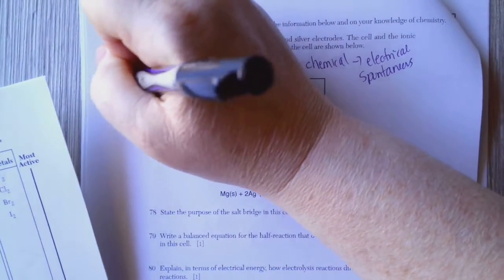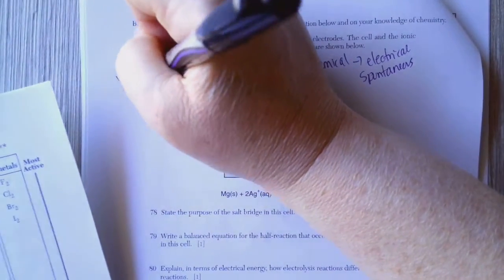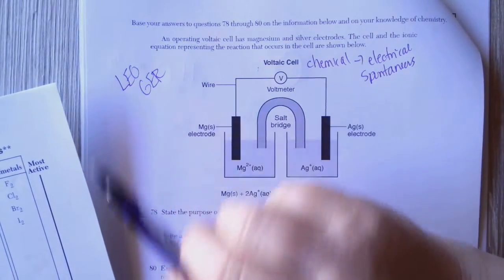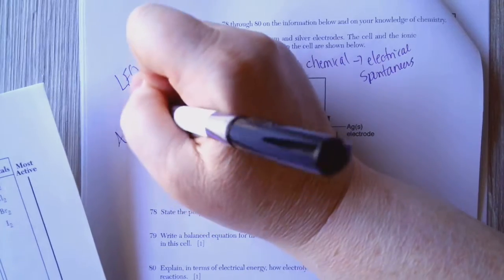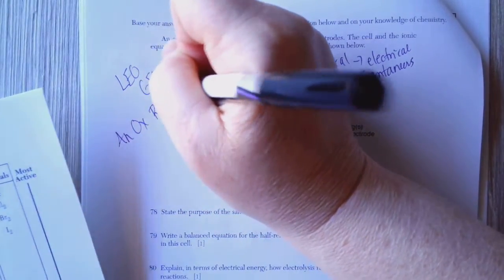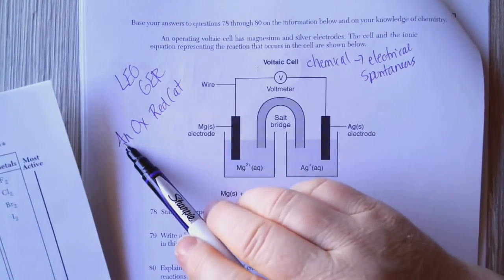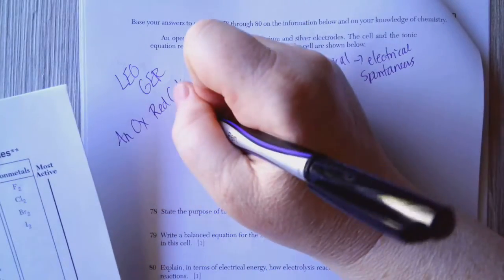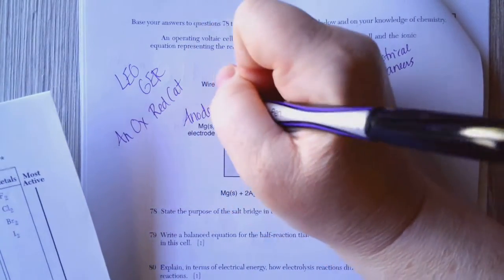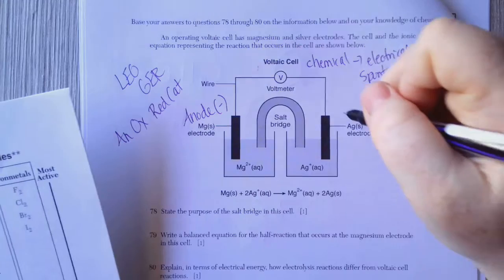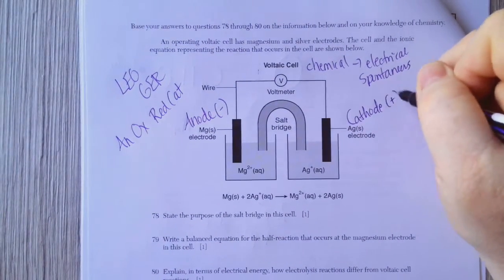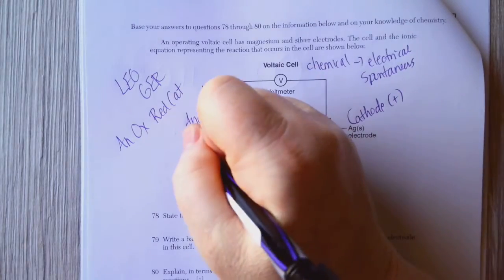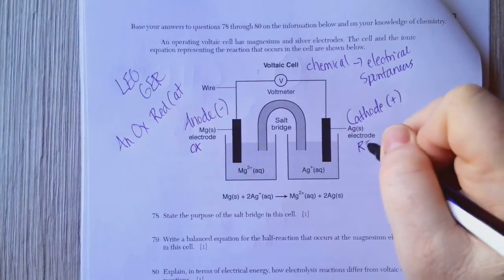So that means, do you remember this? LEO says GER. Better losers are oxidized. And then remember An Ox and Red Cat. Oxidation is at the anode. So the higher one is the anode in this case, and that has a negative charge. The lower one is the cathode. That has a positive charge. So that means this is oxidation, this is reduction.